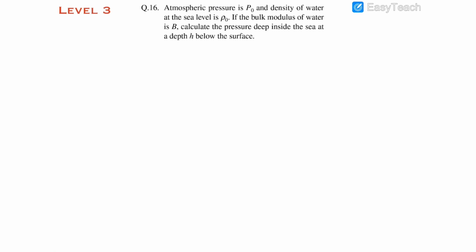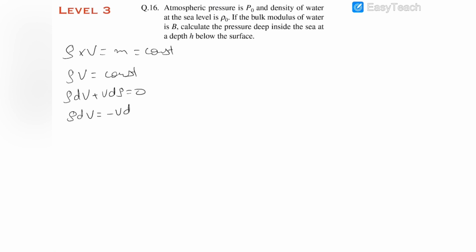The twist is that as we descend deep into the sea, the density will also change due to the effect of pressure, because pressure will compress the water also. So the density cannot be constant throughout. In this case, density into volume is the mass of the water, and it is constant. Mass will not change with the depth for a unit element. So rho into V is constant. So rho dV plus V d rho is 0. So rho dV is equal to minus V d rho, and therefore d rho by rho is equal to minus dV by V.